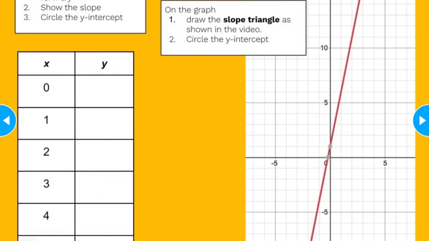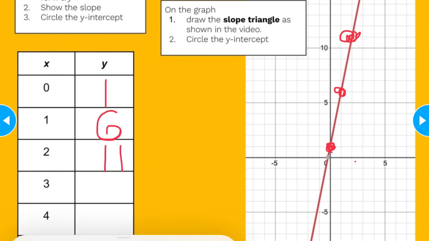Let's look at the third example. In the third example, we see the line crosses the y-axis at 1, right here. And then again, when x is 1, y is 6, and when x is 2, y is 11. And we can just find that by looking up the line. So let's fill in the table. When x is 0, y is 1. When x is 1, y is 6. When x is 2, y is 11.